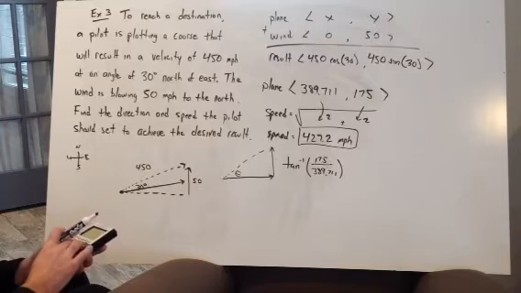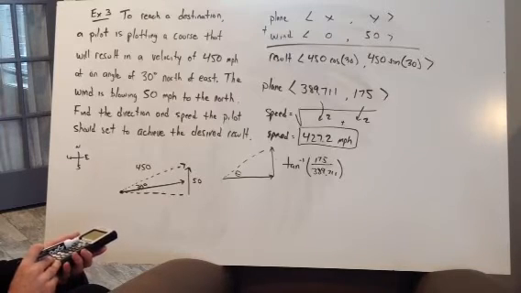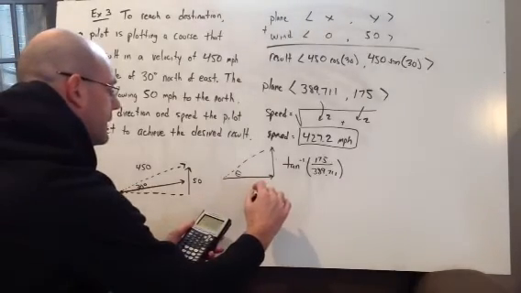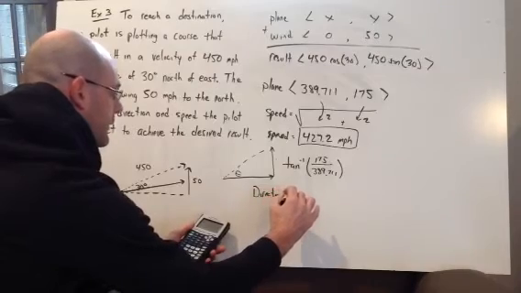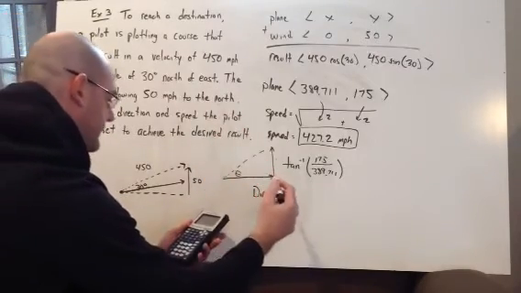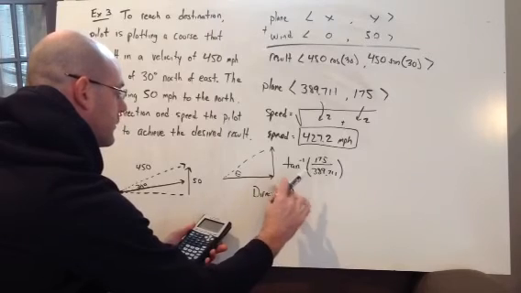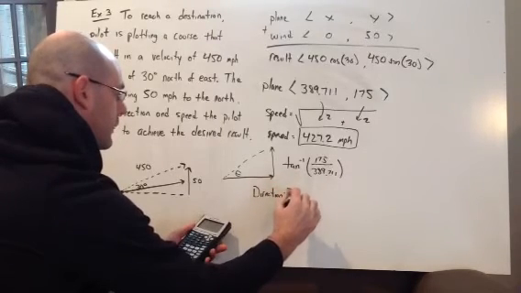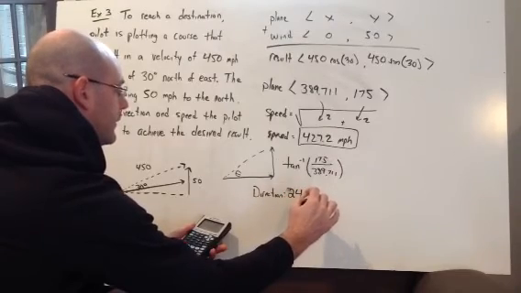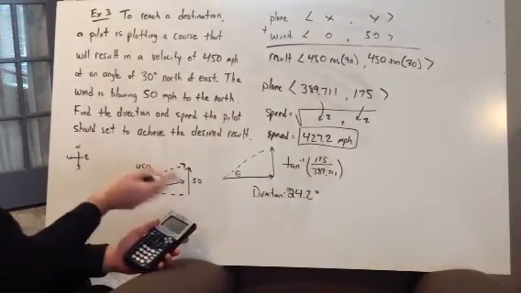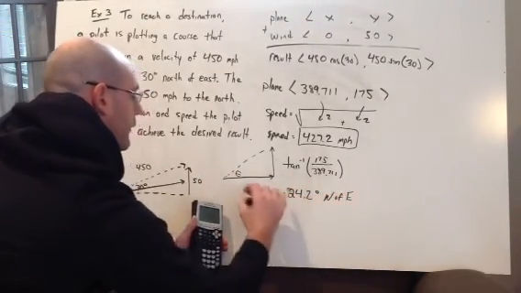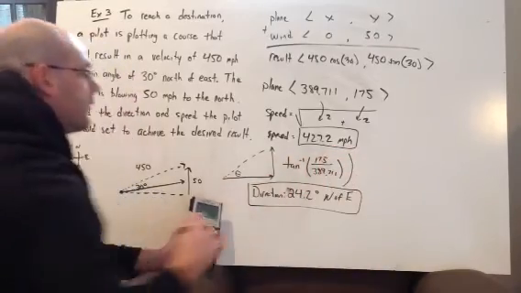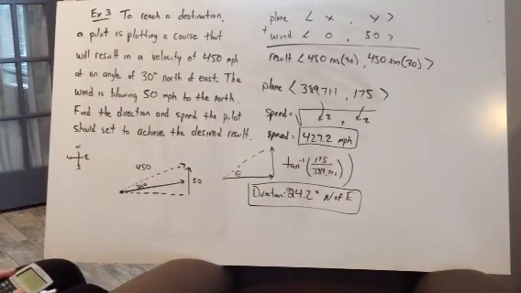Whoops, typed it in wrong. 389, okay, that's better. So my direction, it doesn't say what to round it to, so 24.2 degrees, and then that's measured north of east. So we should be going at 427.2 miles an hour at 24.2 degrees north of east.